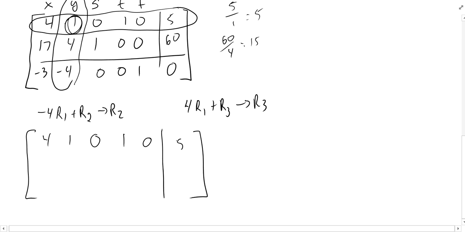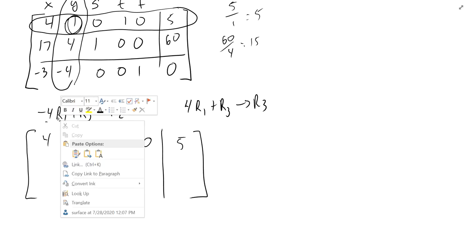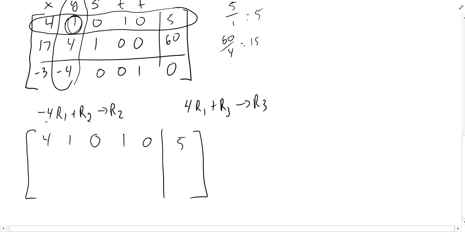So let me copy down the first row. And then let's do this first operation. Negative 4 times what's in row 1, add it to what's in row 2. So negative 4 times 4 is a negative 16. Add it to 17, I'm going to get 1. Negative 4 times 1 plus 4 gives me 0. Negative 4 times 0 plus 1 gives me 1. Negative 4 times 1 plus 0 is going to give me negative 4.